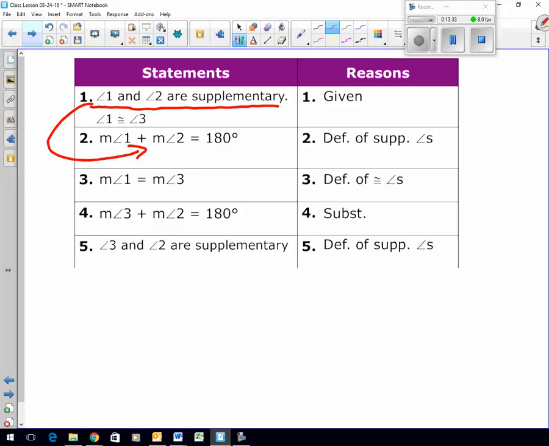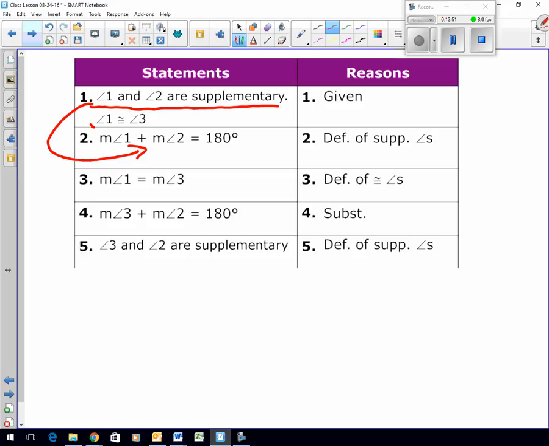What's the big deal? 1 and 2 are supplementary. So what? What does that mean? That means that the measure of 1 plus the measure of 2 equals 180 degrees. Great. Thanks for letting me know that. Okay. Now what's the next part that I can do from there?